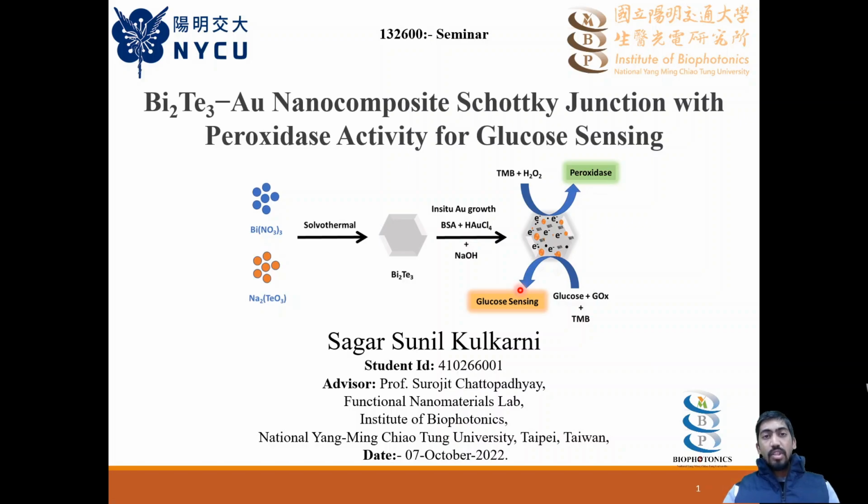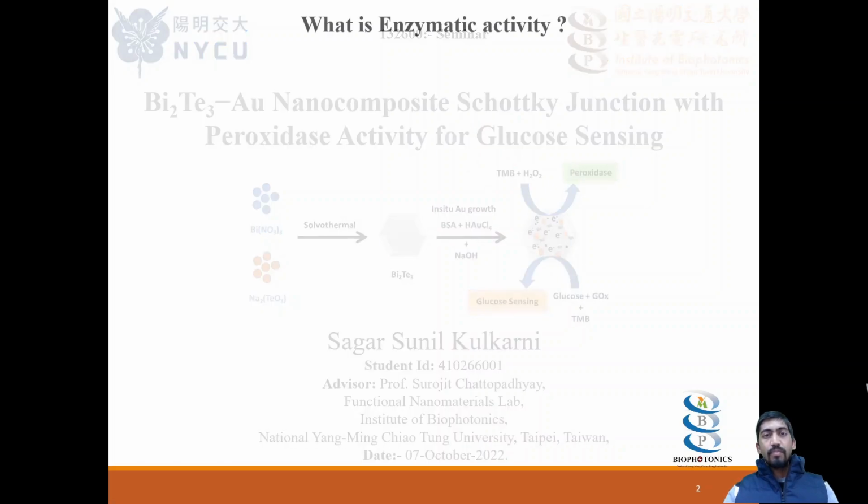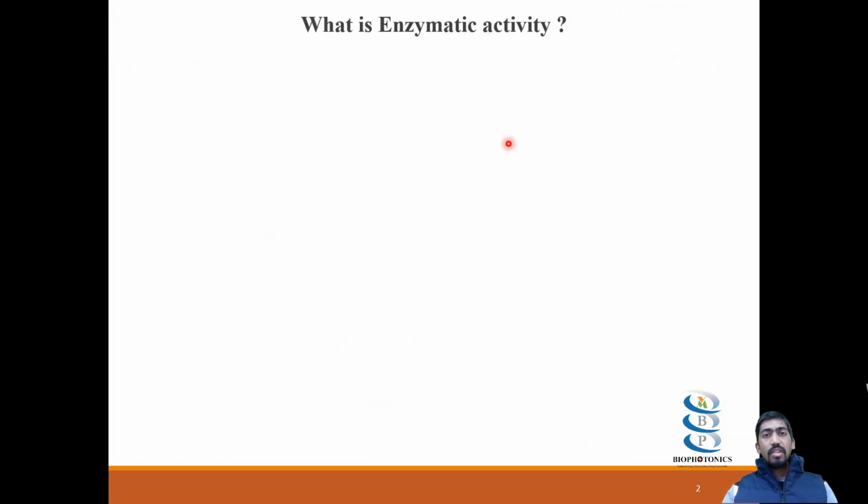Before going to my work, I would like to tell you a brief history, so that you will understand the work which I have done in my study. The first thing we need to understand is enzymatic activity. What does enzymatic activity mean? Enzymatic activity is nothing but the conversion of a substrate into a product by using an enzyme, which is also known as catalytic activity.